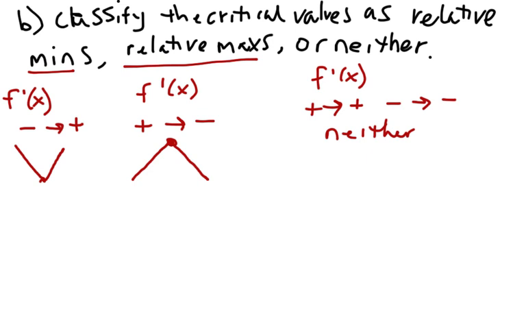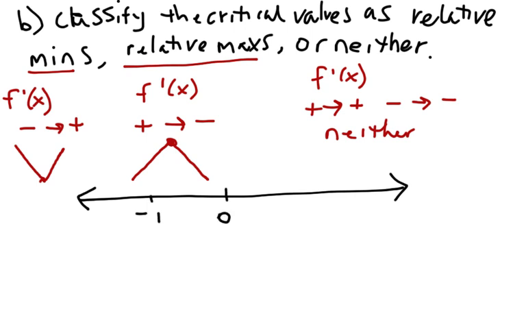So, how are we going to figure this out? Well, we're going to start with a number line and we're going to put our critical values on it. Our critical values from part A were at 0 and -1 and at 2. So I just need to figure out where this function is increasing or positive, and where it is decreasing or negative. So I'm going to choose a number between and beyond each critical value, and substitute them into the first derivative to find out its sign.